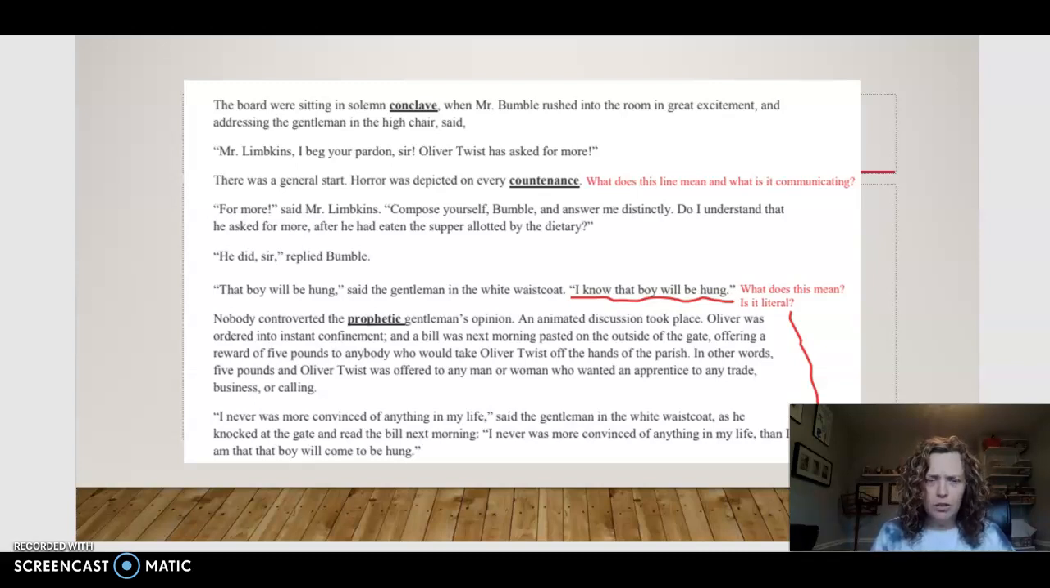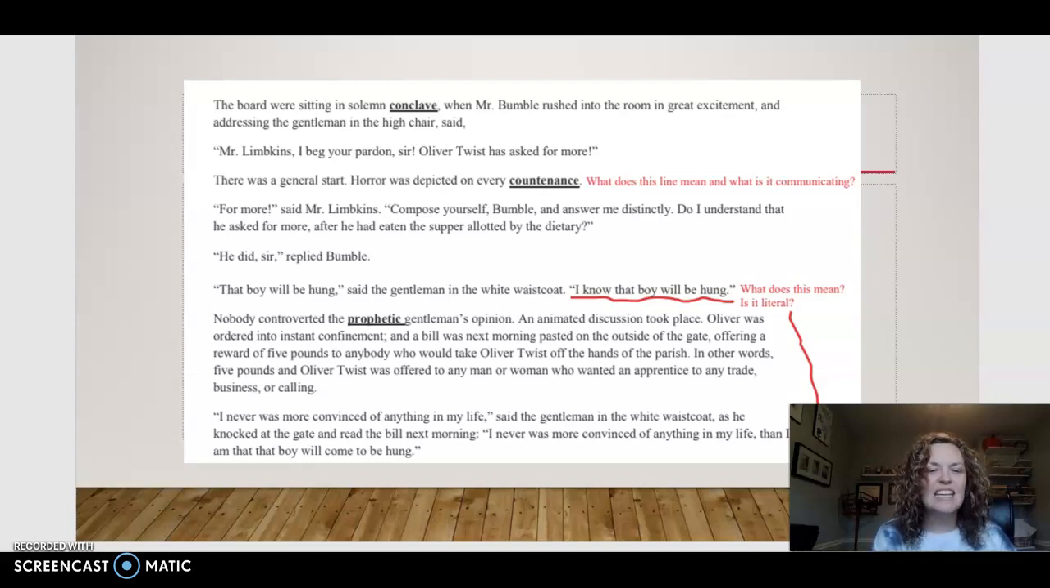"For more?" said Mr. Limpkins. "Compose yourself, Bumble, and answer me distinctly. Do I understand that he has asked for more after he had eaten the supper allotted by the dietary?" "He did, sir," replied Bumble. "That boy will be hung," said the gentleman in the white waistcoat. "I know that boy will be hung." Nobody controverted the prophetic gentleman's opinion. An animated discussion took place.